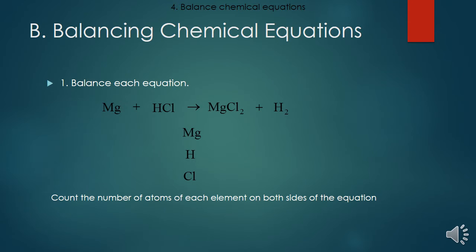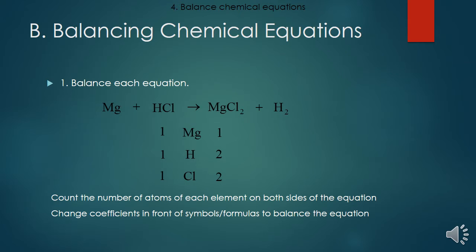So on the left side, I can see there is one magnesium atom. On the right side, there's also one. On the left, there's one hydrogen atom. On the right, there are two. I can tell because of the subscript 2 here next to the H. On the left, there is one chlorine atom. On the right, there are two. Again, the subscript 2 indicates that for us.